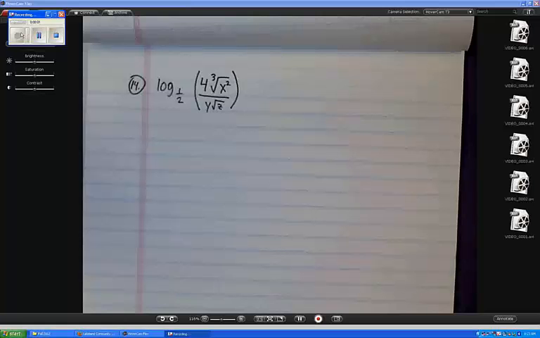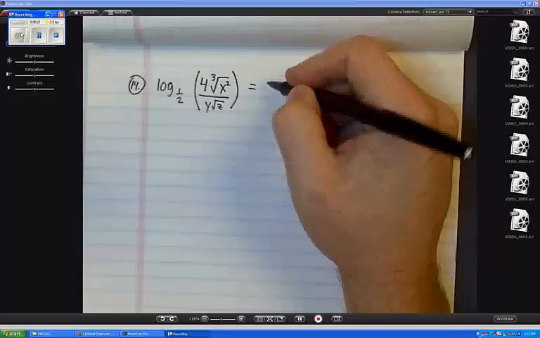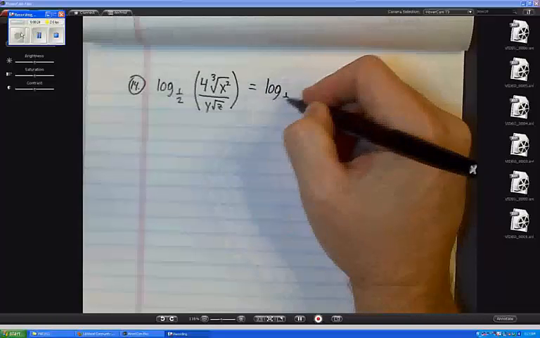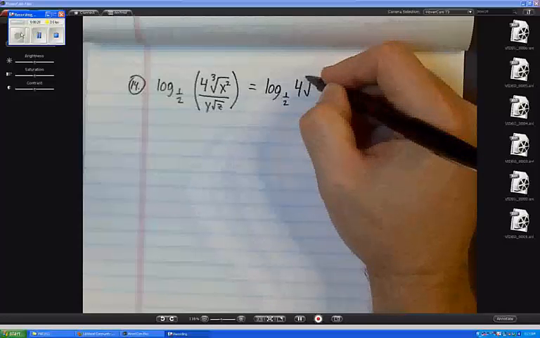Expression I've seen in a while, actually. All right. If it were me, the first thing I would do is use log law number 2. Okay? Because I'm seeing a huge ugly fraction, but I don't need a fraction if I have logarithms. I can rewrite this as log base 1/2 of 4 cube root of x squared.